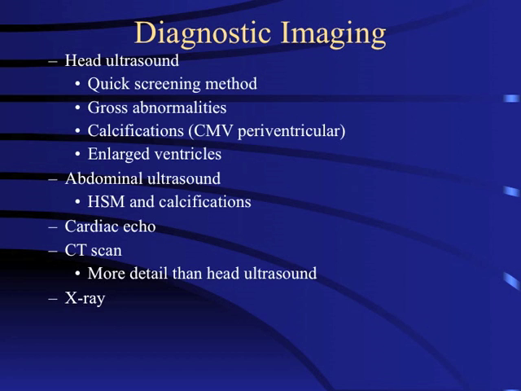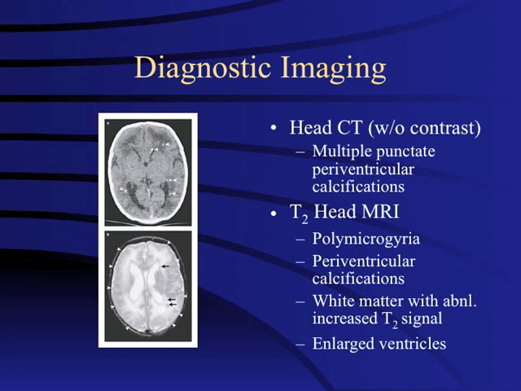Most of the babies just get a CT scan because you can get that done very quickly, and you don't need all the sedation or all the other technical problems that you have with doing an MRI in a newborn. And then X-ray, as I said, can be helpful, especially for long bone examination. This is just an example of a head CT and an MRI showing multiple periventricular calcifications in a case of CMV infection.